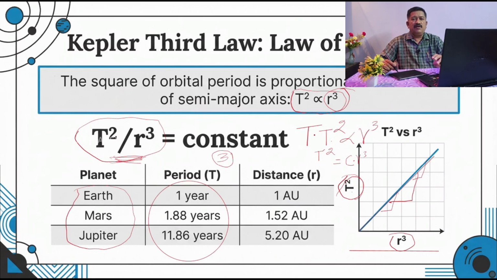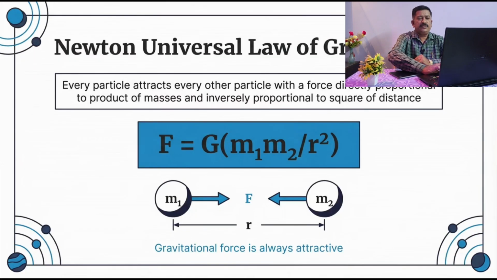Sometimes they will ask one more question related to this third law by giving the constant value as well as T. You have to find the average distance r. Or in some numericals, they have given the time period T and the average distance, and you have to calculate the constant value. Like that, sometimes one more question can be asked in MCQ type questions.